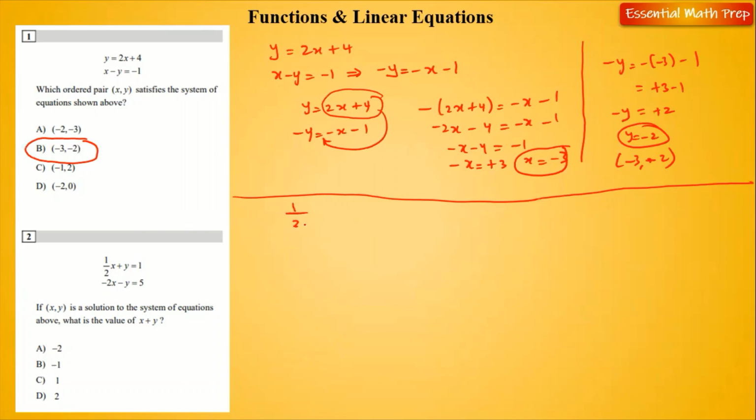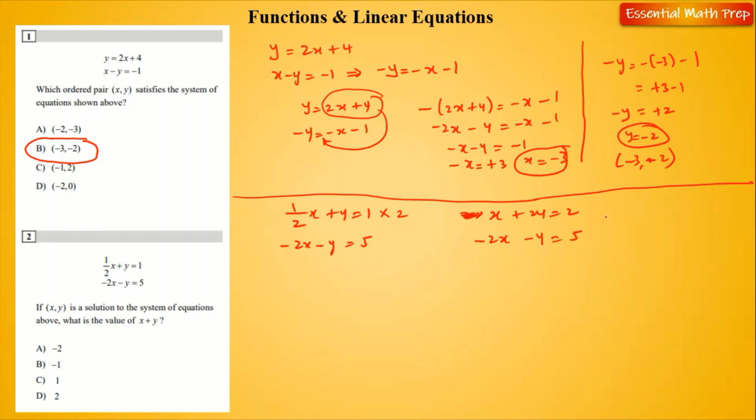So let's go to the second problem. 1/2 x plus y equals 1. You have negative 2x minus negative y equals 5. So to make your life easy, just multiply the top expression by 2, so you can eliminate any ratios here. So that will make it x plus 2y equals 2. Now we have the bottom expression is negative 2x minus y equals 5.